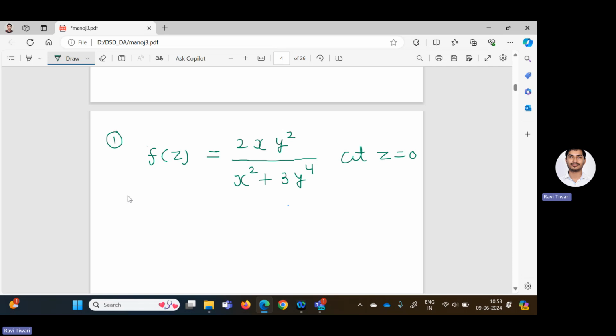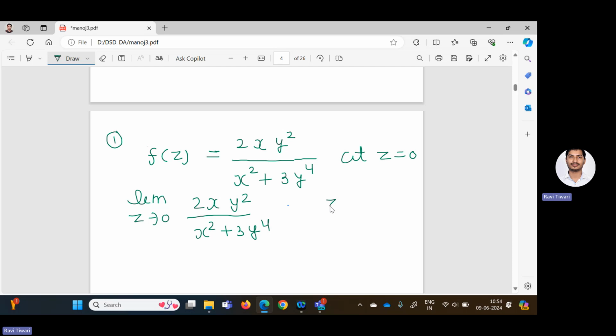First, our target is to calculate the limit of this function at z equal to 0. If the limit exists, then we can go for continuity. If the limit does not exist, we can stop our calculation and claim that the function is discontinuous. So let us calculate the limit as z tends to 0 of 2xy square divided by x square plus 3y power 4.